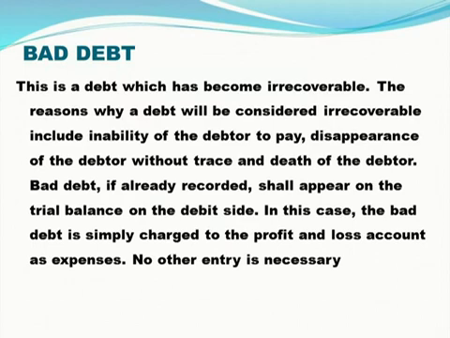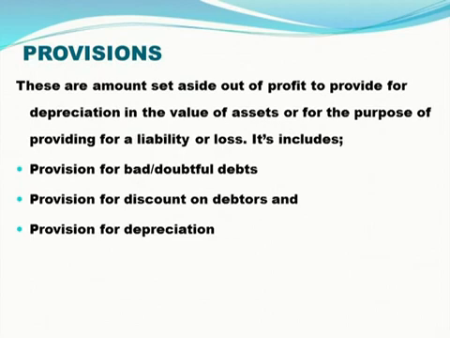When somebody is owing you, maybe as a result of death or the person disappeared, it means that that money has become irrecoverable. In accounting, we treat it as bad debts because that money cannot be recovered again. Bad debt, if already recorded, shall appear on the trial balance on the debit side. In this case, the bad debt is simply charged to the profit and loss account as expenses. No entry is necessary.